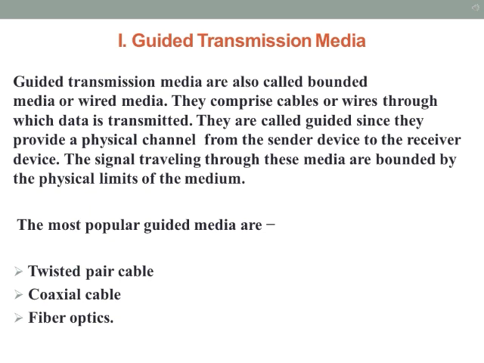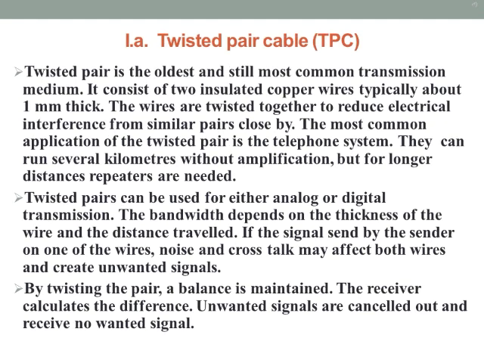The most popular guided media are twisted pair cable, coaxial cable, and fiber optics. First one, twisted pair cable. Twisted pair is the oldest and still most common transmission medium. It consists of two insulated copper wires typically about 1 mm thick. The wires are twisted together to reduce electrical interference from similar pairs close by.